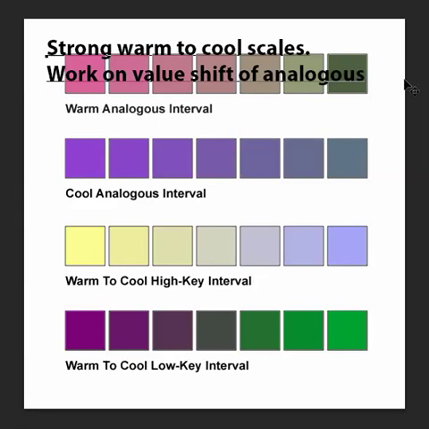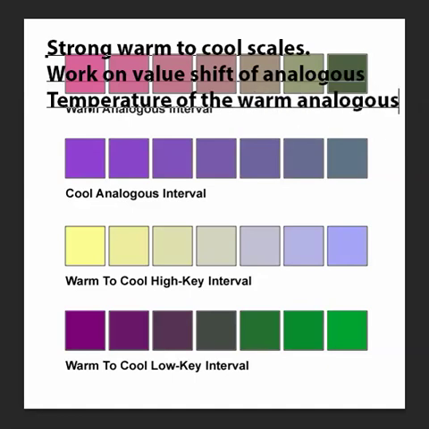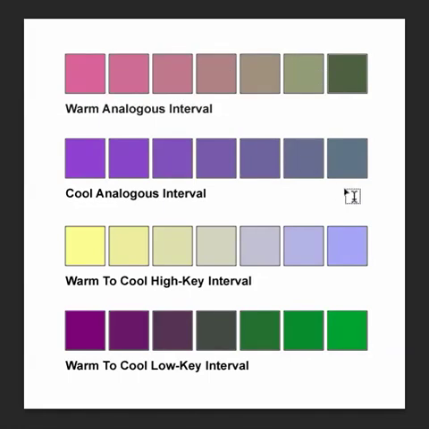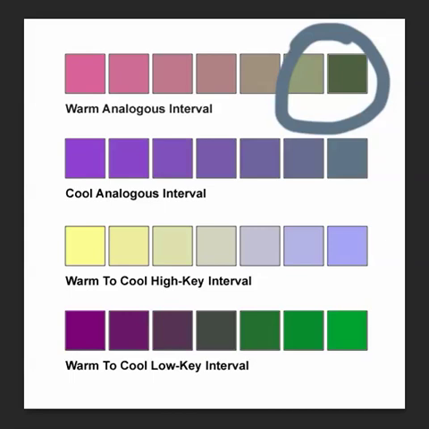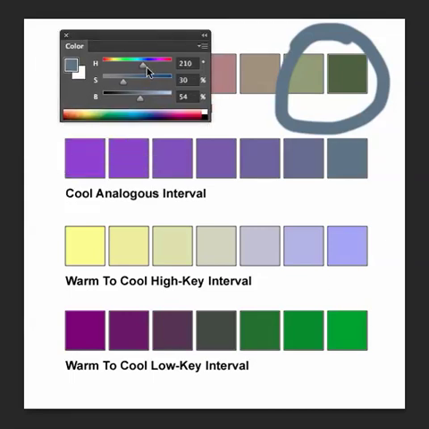Your work on the temperature of the warm analogous scale. This green is not warm. If we look on the color wheel, or if I look at the HSB sliders, I forget if you were one of the people who might have had some slight color blindness, or maybe you didn't, maybe you just misunderstand. But anything in sort of the red, magenta, yellow, orange range is considered warm, and then anything in sort of the green to blue range is considered cool.